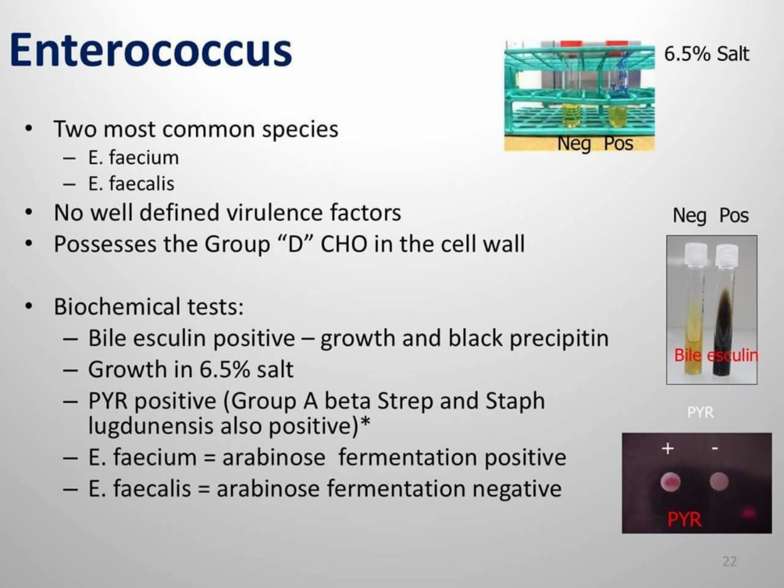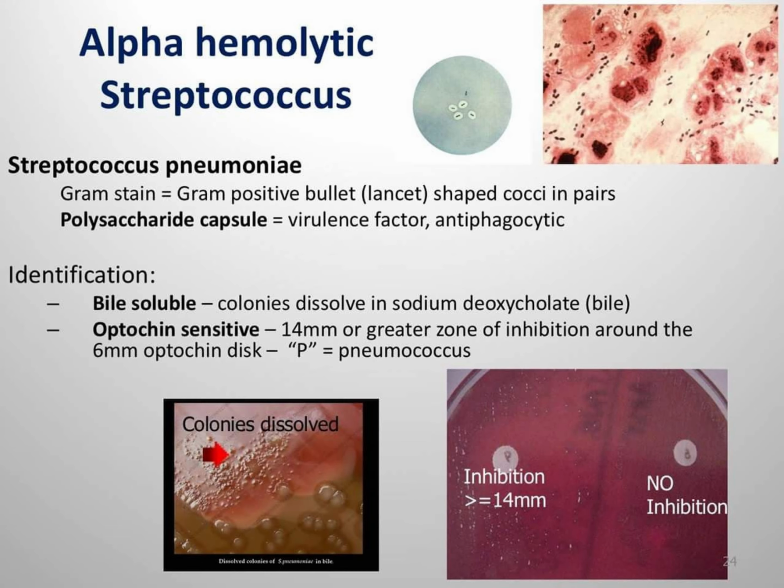Enterococcal infections can range from mild, such as urinary tract infections, to severe, such as endocarditis, sepsis, and meningitis. Enterococcus faecalis and Enterococcus faecium are the most common species associated with human infections.